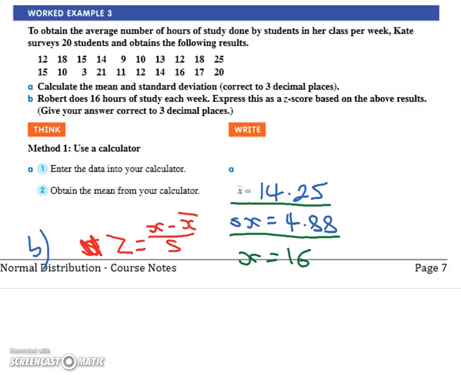Okay. Now we're going to substitute in. So Z equals 16 minus 14.25 over 4.88. So you'll notice these numbers are not necessarily pretty. Okay? You're going to start getting numbers that are not pretty.